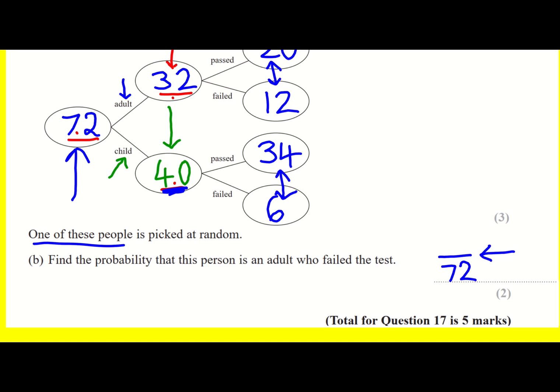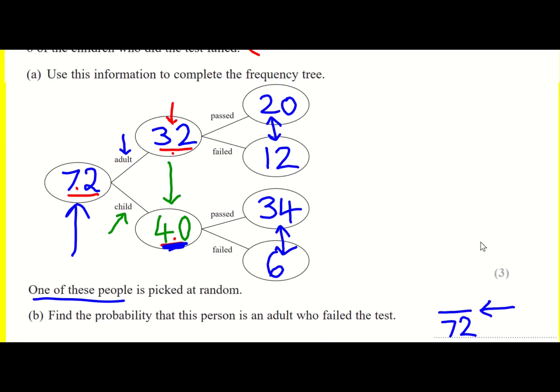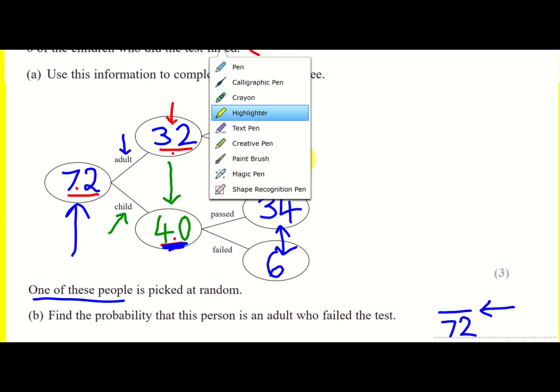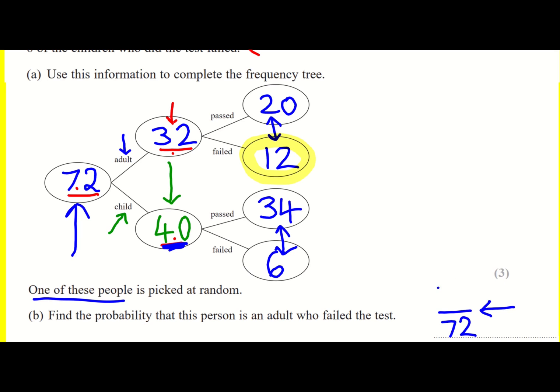So one of these people is picked at random. Find the probability that this person is an adult who failed the test. So adult who failed the test, well, adult who failed the test is this bubble here. So therefore my numerator is 12.